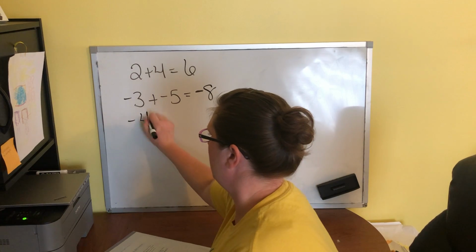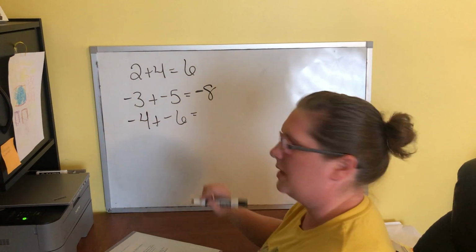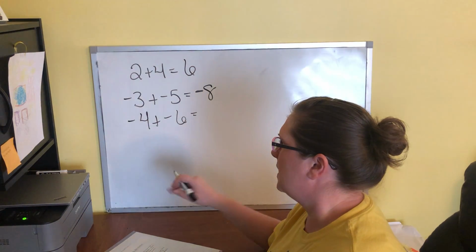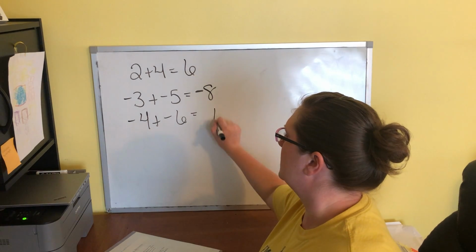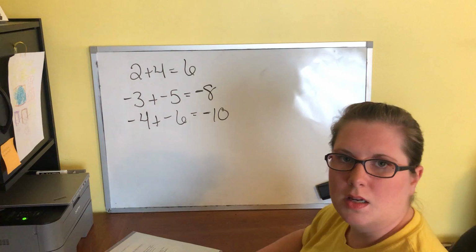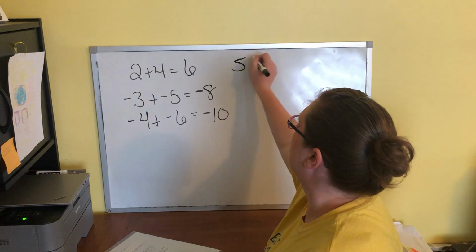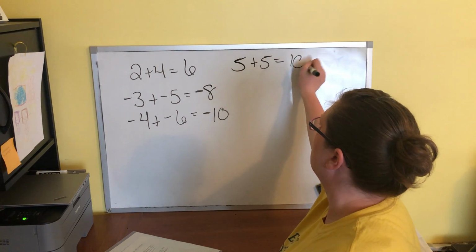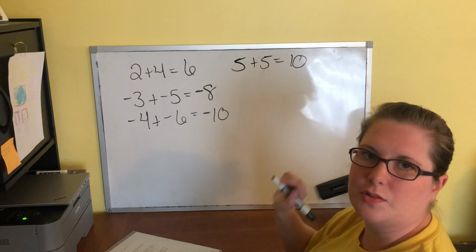Okay, same thing with like -4 plus -6. They both have the same sign, so add. 4 and 6 is 10. Keep the negative because they're both negative, okay? 5 plus 5 gives us 10. They're both positive. Our answer's positive, okay?